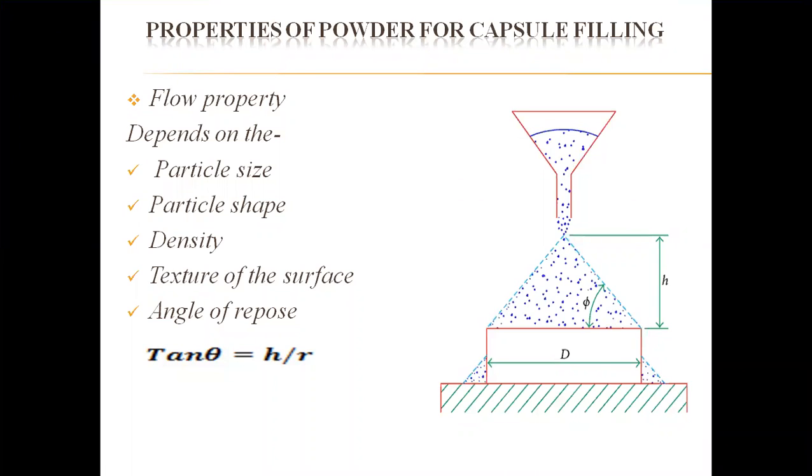This is a D Pharmacy Pharmaceutics 1 class, subject code 1.1 T Unit 5. Today we will discuss the properties of the powder for capsule filling.